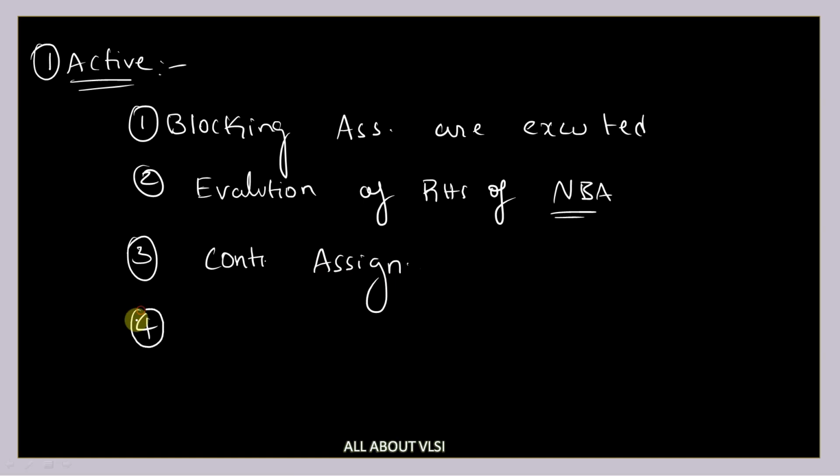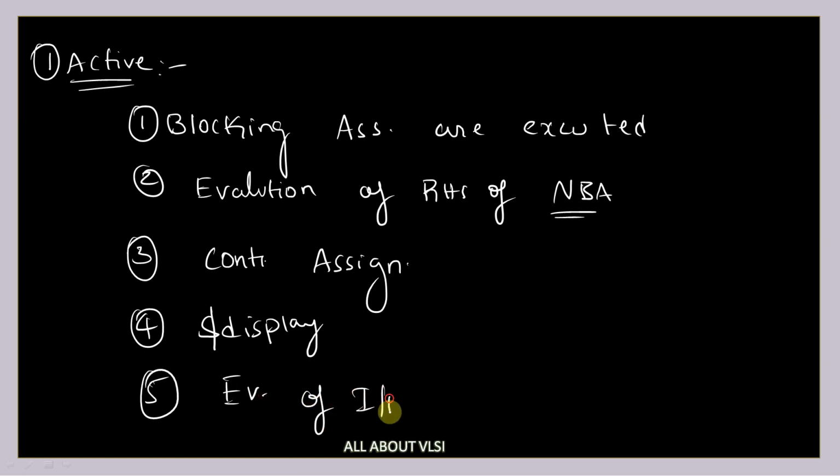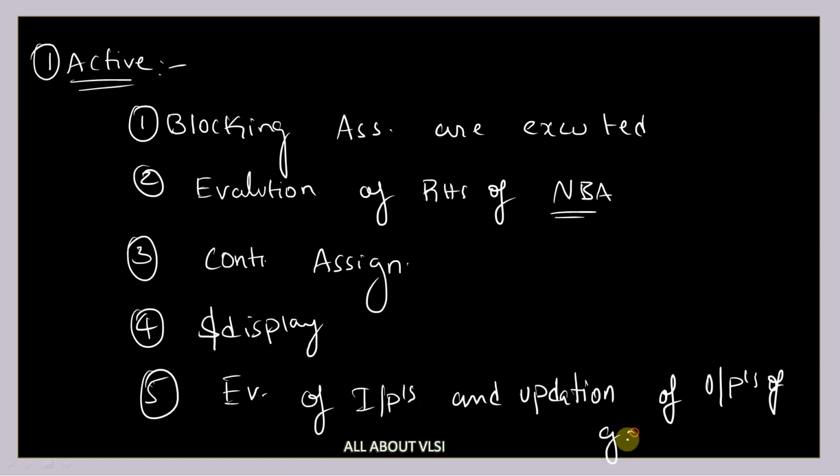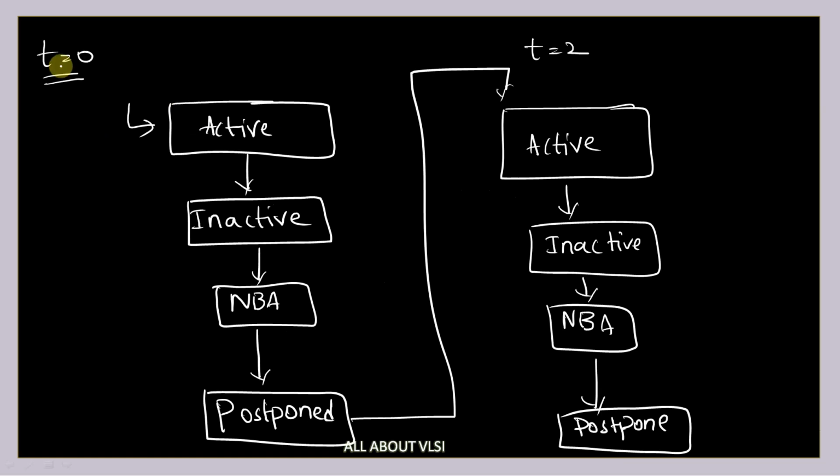Okay. And next is $display statement is going to be executed in this active region, and followed by evaluation of inputs and updation of your gate primitives is going to happen. Evaluation of inputs and updation of outputs of gate primitives. In gate level modeling, we have seen gate primitives, right? That updation will be happening in which region? Active region. Okay. So these are the things which are going to be performed in the active region.